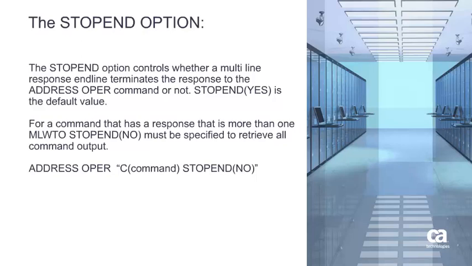The STOPEND, yes or no, option controls the actions taken by Address OPER for command responses that are multi-line WTOs. The default yes value is taken if not specified, which means after the end line of a multi-line command response is detected, the Address OPER will stop waiting and return the data to the caller. If a command response contains more than one multi-line WTO, then it is necessary to add the STOPEND NO parameter to the Address OPER command. This can be used with the INTERVAL and COMMANDWAIT options to tailor your command response collection.